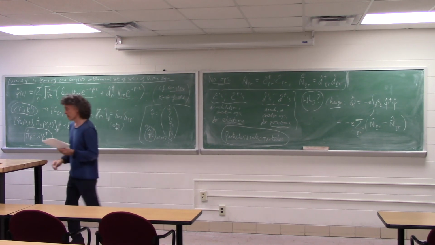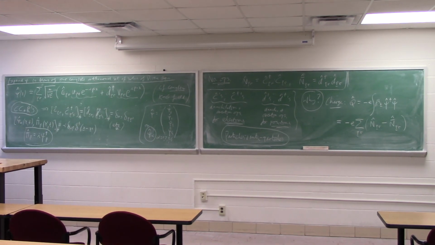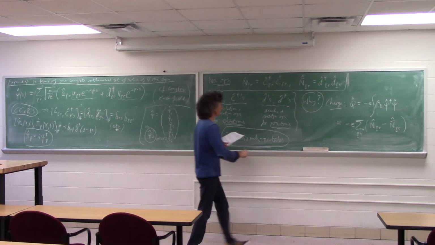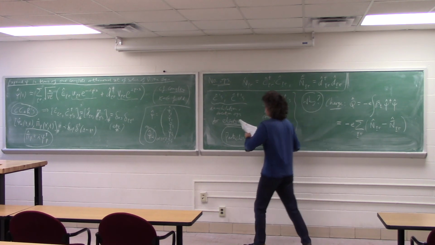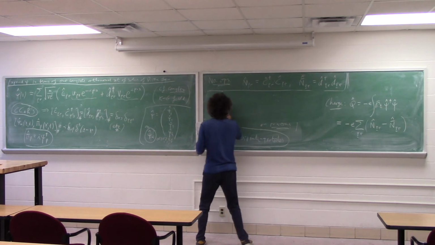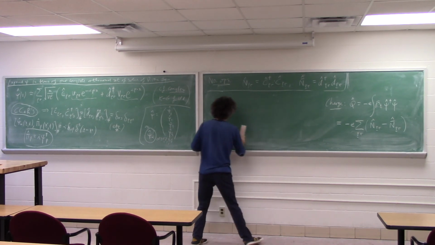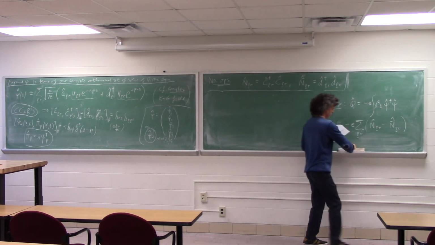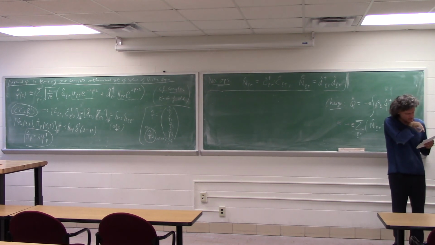Now, in order to derive that, there is again a slight twist with the fermions. I'm not sure, actually, is this necessary here?